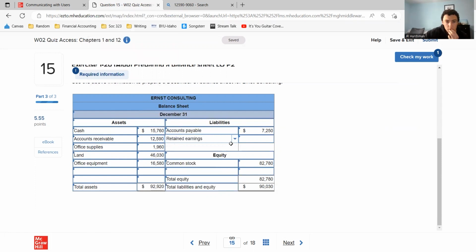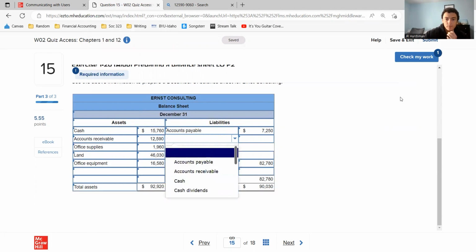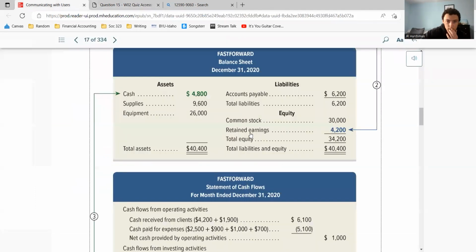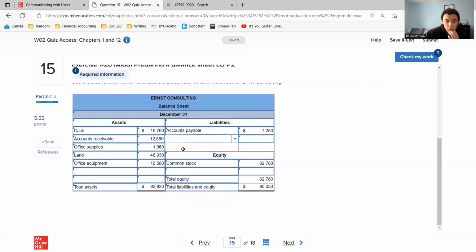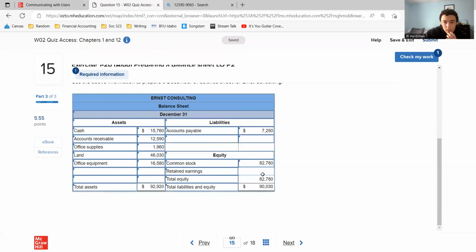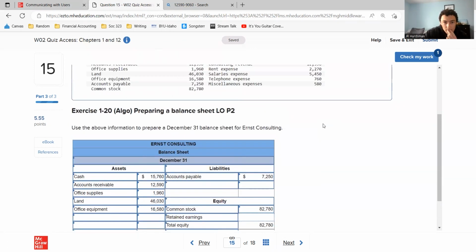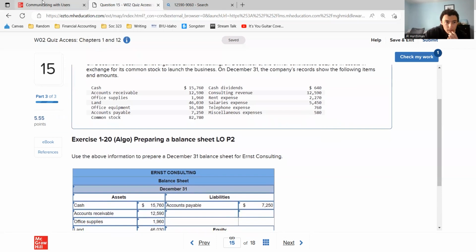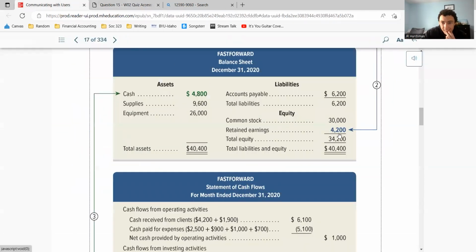Oh, I didn't mean to put that there. Oh man, how do I delete that? Okay, so I just looked at this and it said retained earnings underneath equity. So maybe it's that. Retained earnings. Now, how do I find that?